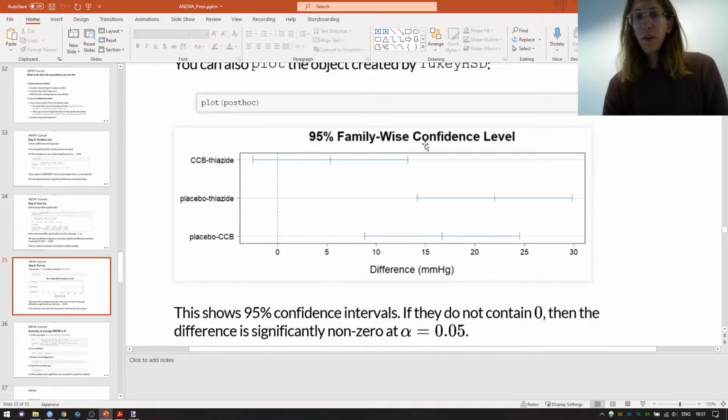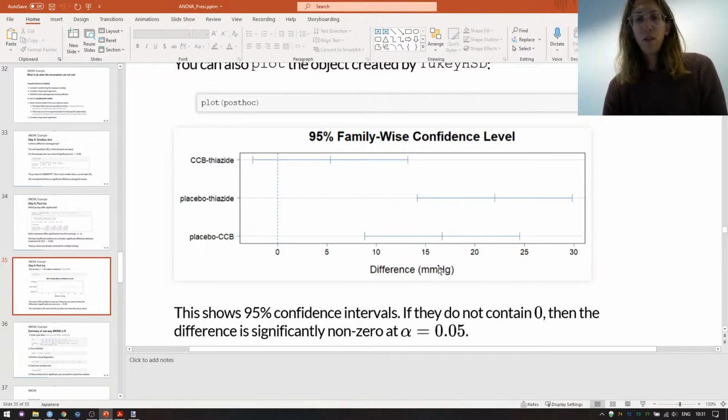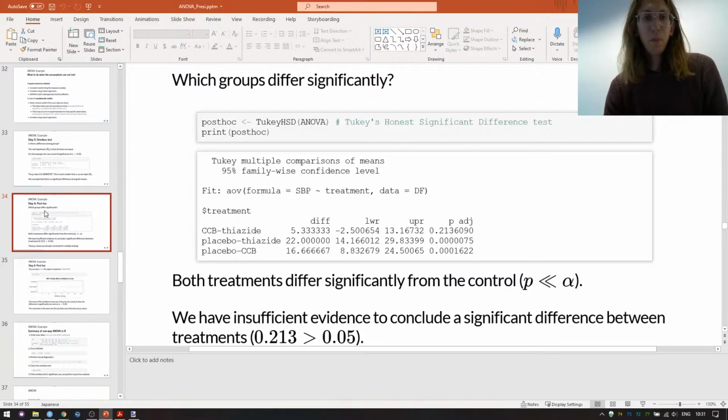You can also plot this. So here once again we have the difference that we observed. And here we have the confidence intervals. So this is CCB-thiazide. Once again, 0 is within the confidence bound. And here is placebo-thiazide and placebo-CCB. So this is also a nice visual way to put this. You can just plot the post hoc, which you did before, and remember, post hoc was Tukey HSD of the ANOVA.